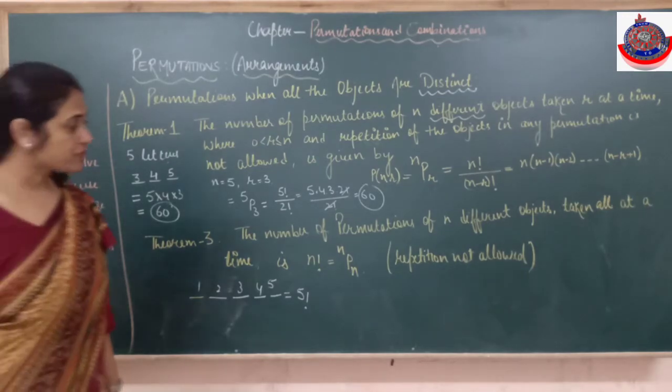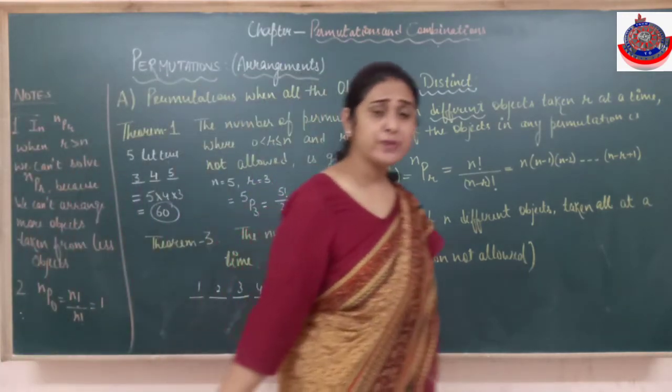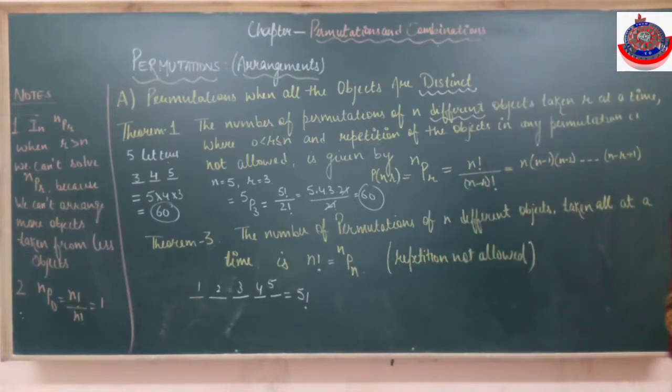We will do some questions related to it. I hope it's clear to everyone. So, without repetition, n different objects taken r at a time. Without repetition, n different objects taken all at a time. And with repetition, it will be n raised to power r.